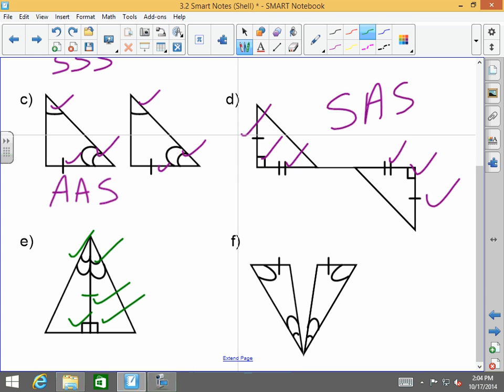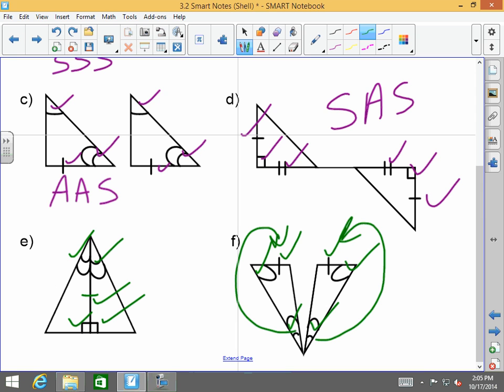How would we prove that the triangles in F, if at all, are congruent? Yes, sir. AAS, angle, angle, side. Again, look at the motion here. We've got an angle, angle, side. This is flowing this way, ending at the side. This is flowing this way, ending at the side. Does that make sense, gentlemen?